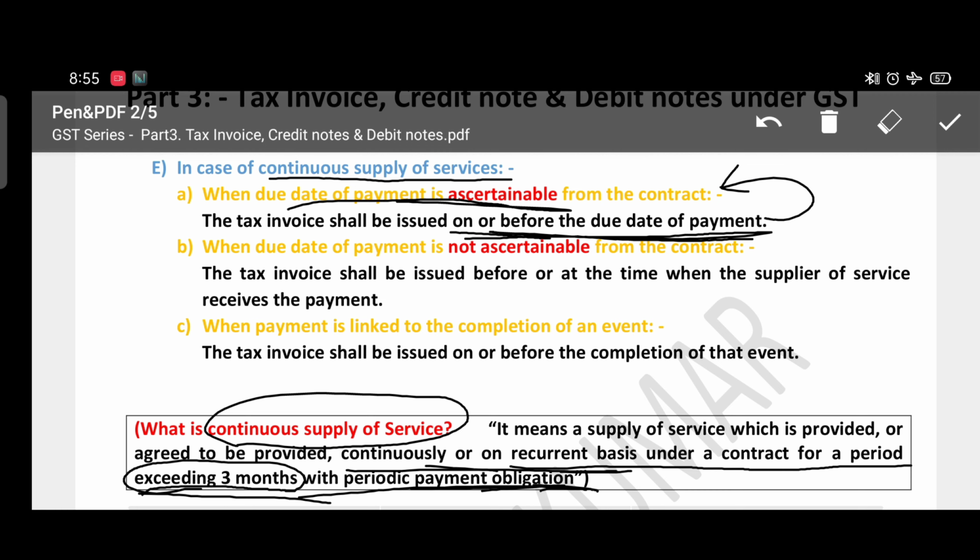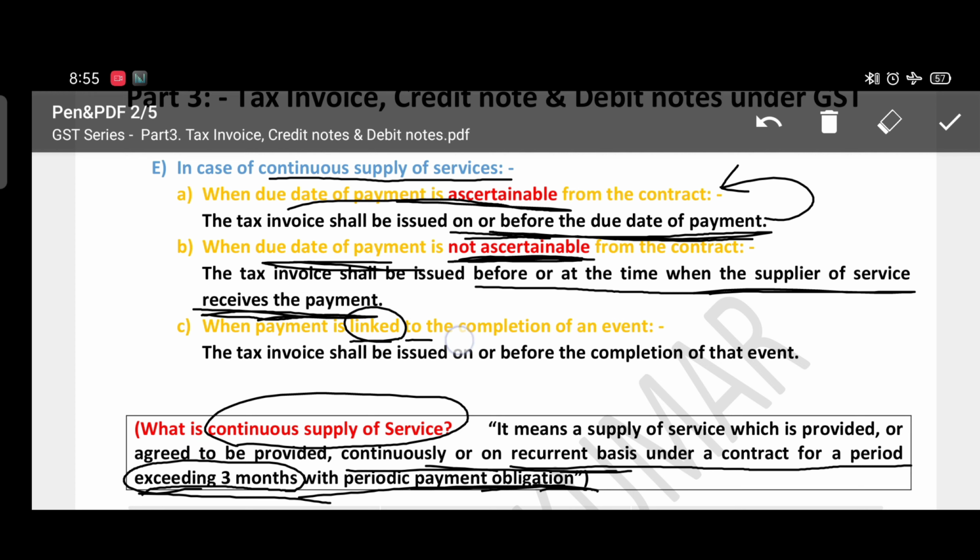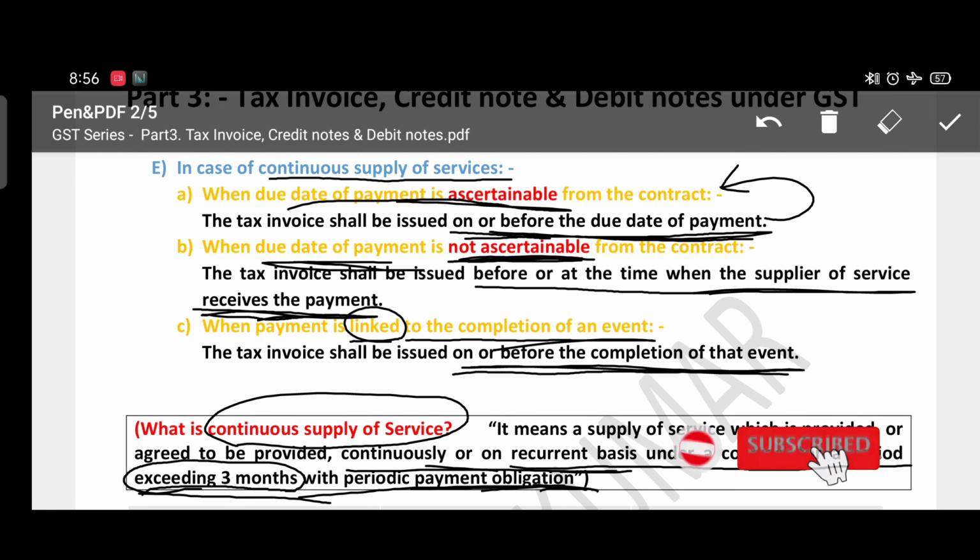In case the due date of payment is not ascertainable from the contract, then the tax invoice shall be issued before or at the time when the supplier of service receives the payment. Actually, when he receives the payment, then only he will raise the tax invoice when the due date of the payment is not ascertainable. And when the payment is linked to the completion of event, then the tax invoice will be issued on or before the completion of the event. This is for the continuous supply of service.